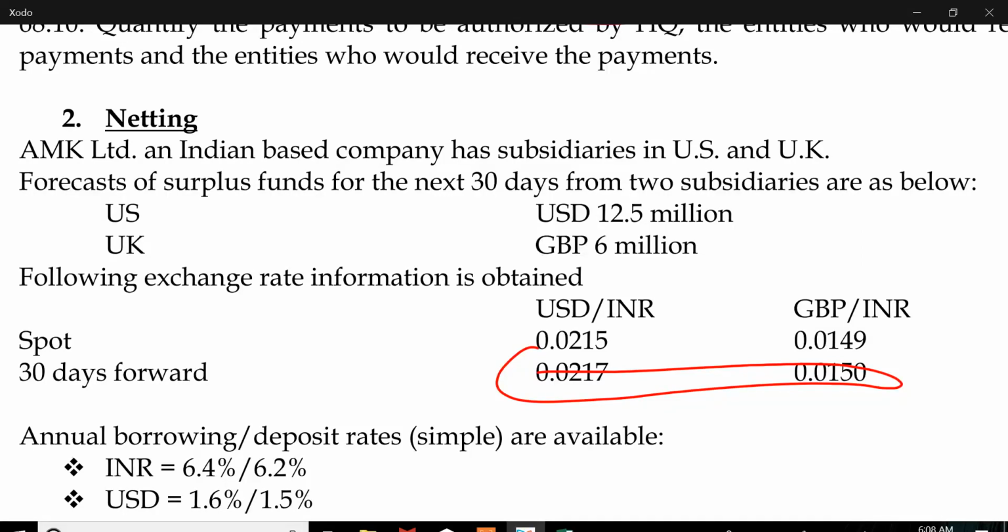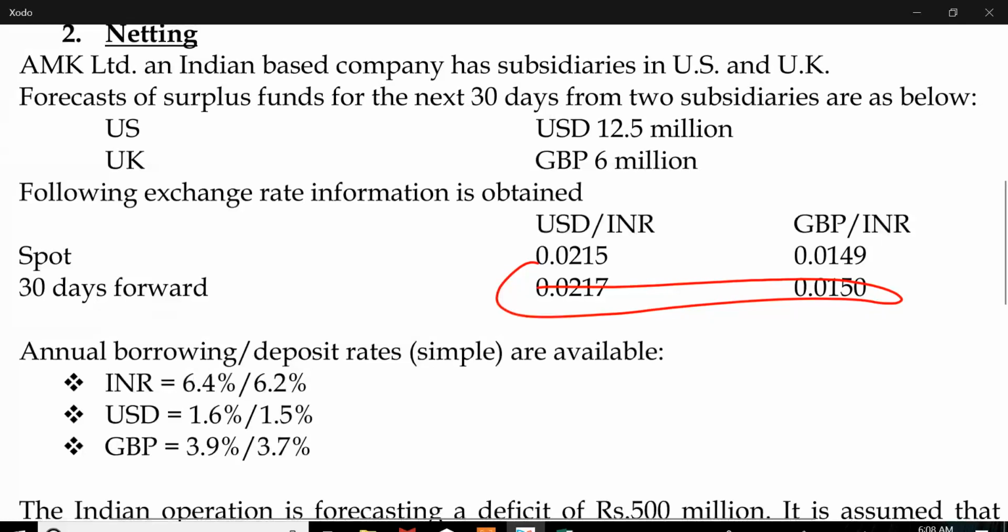Next point, find the net exposure and find which subsidiaries have to pay/receive the money.